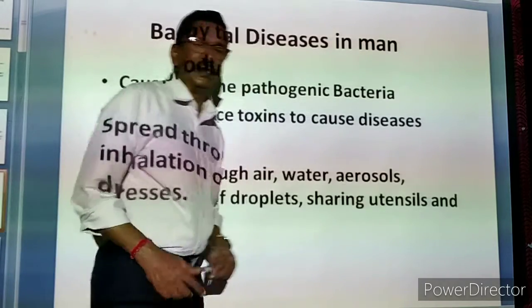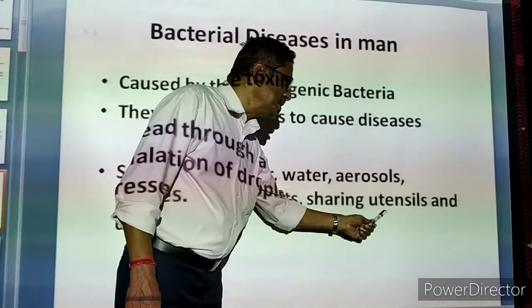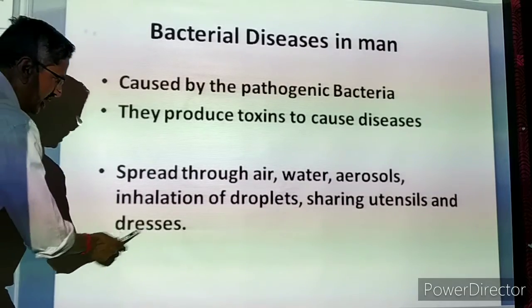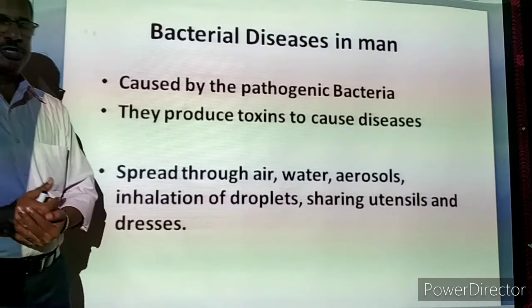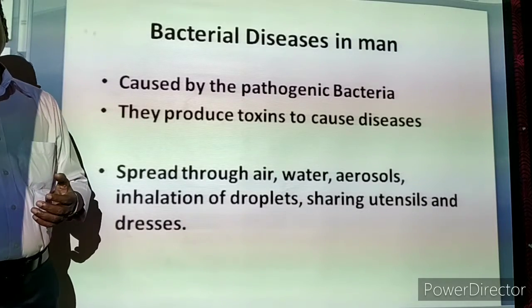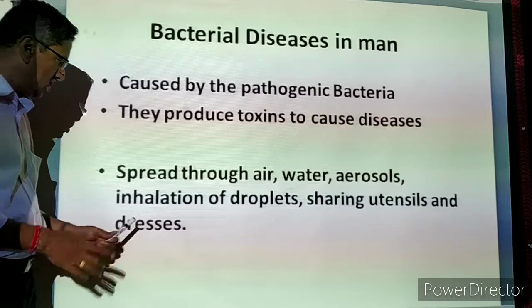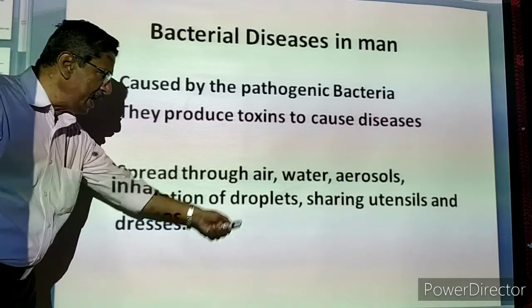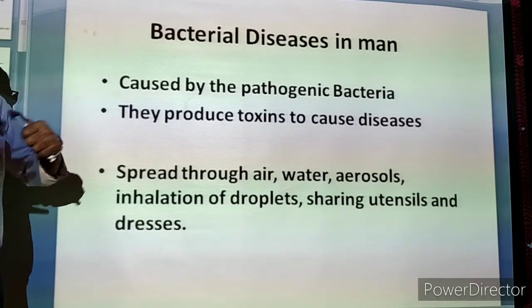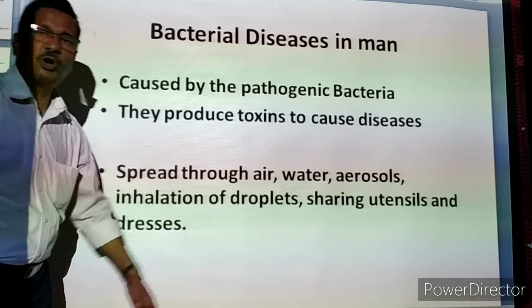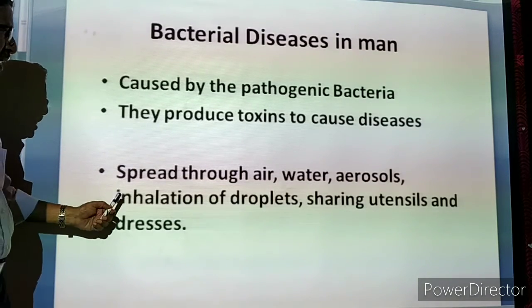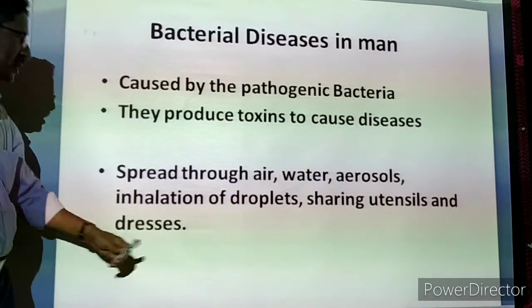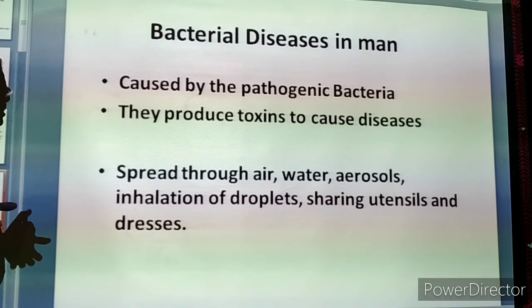Sharing utensils. Utensils means any articles which are useful for cooking. Sharing them is also a possibility. And dresses. Suppose one person has a skin infection. That person is wearing some clothes, but the brother or sister or somebody else wears the cloth or touches the dress, then that person will also get the disease. Now these are all the ways by which we can track the spreading of diseases. So all these things are called agents of transmission. What are the agents? Air, water, aerosols, inhalation of droplets, and the sharing of utensils and dresses. All are the modes or agents of transmission.